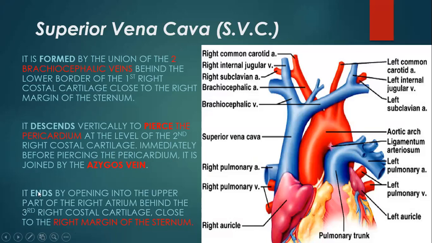Then the superior vena cava ends or terminates by opening into the upper part of the right atrium, as we know. This is the right atrium and this is the right auricle here. Here is a similar structure, the left auricle, and the whole chamber is called the right atrium. So it is opening into the right atrium, behind the right third costal cartilage.